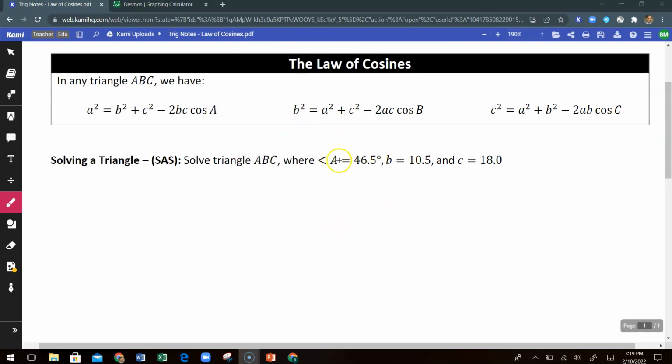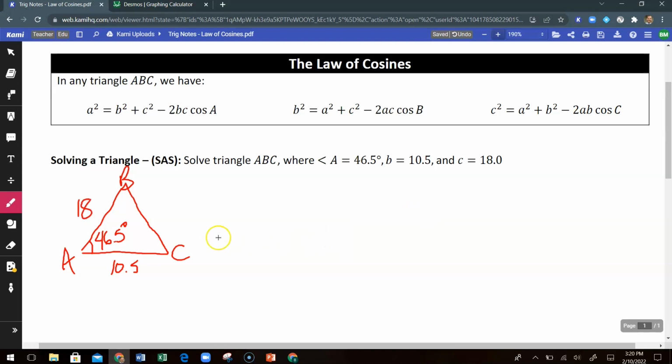So we've got the information here. I've got angle A, side lengths B and C. So I'm just going to draw a triangle, not to scale at all. I'm going to call it ABC, just so I know what I'm looking at here. I've got that angle A is 46.5 degrees. Side length B, so across from angle B, that's 10.5. And side length C, across from angle C, is 18.